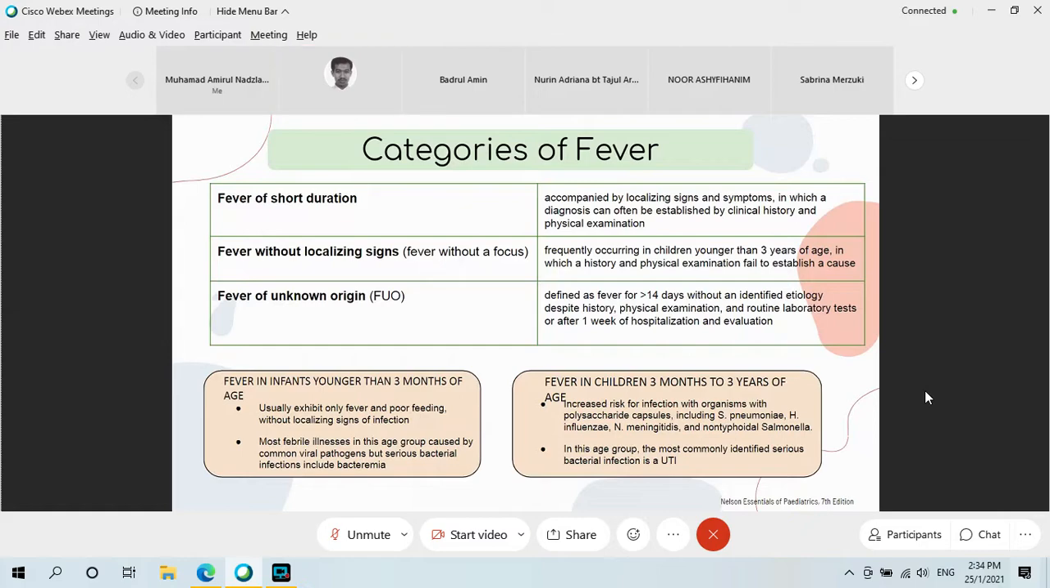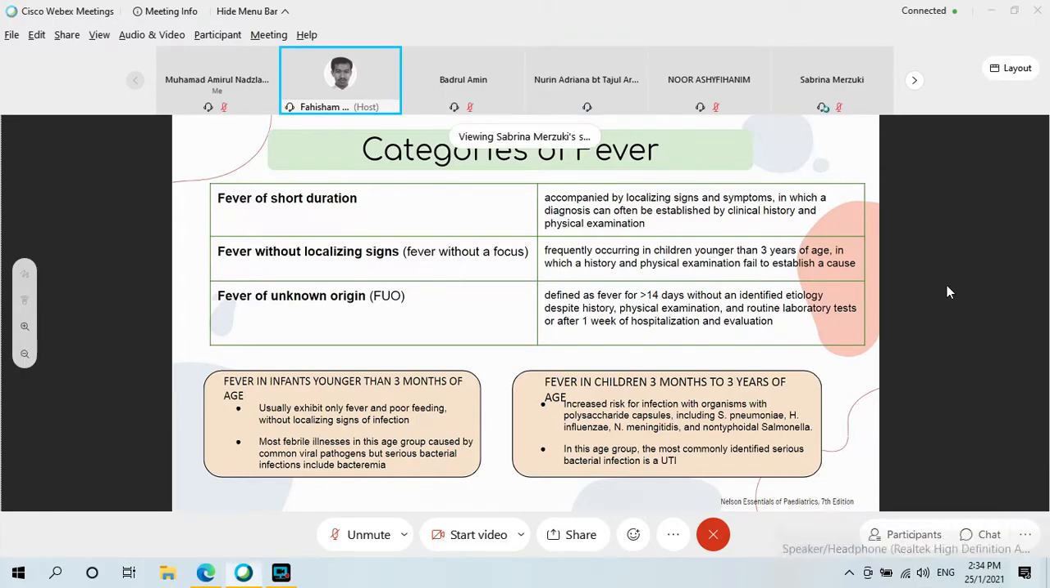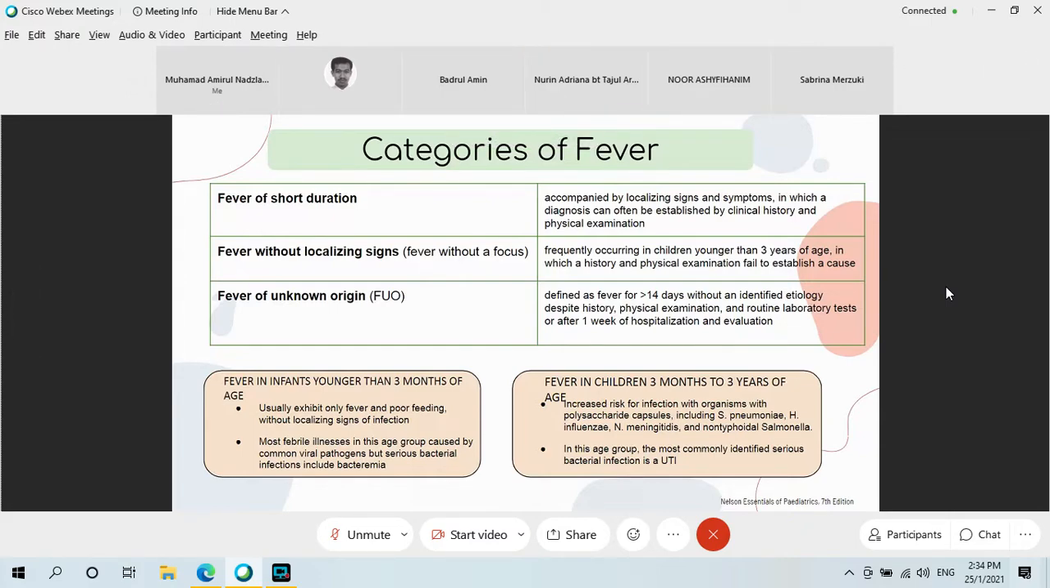What about this infant of younger than 3 months? What do you understand about this? Their immune system is not fully developed. Okay, hence? They are more susceptible to common viral pathogens. Okay.